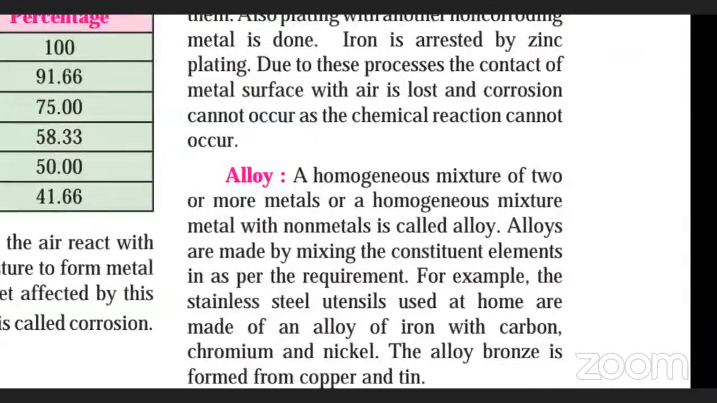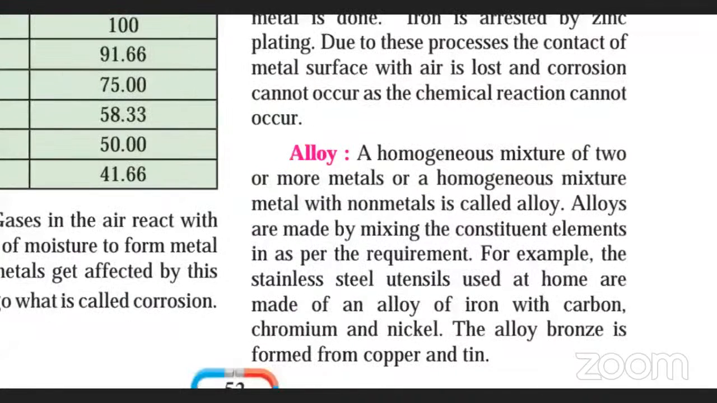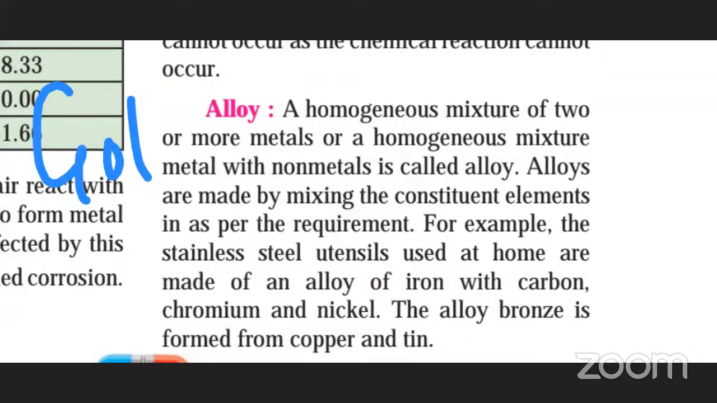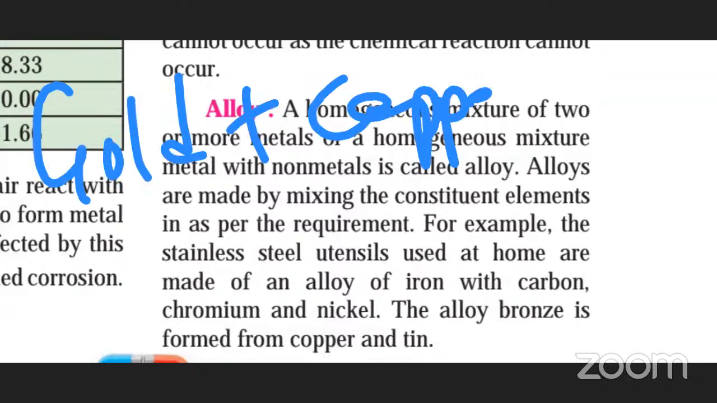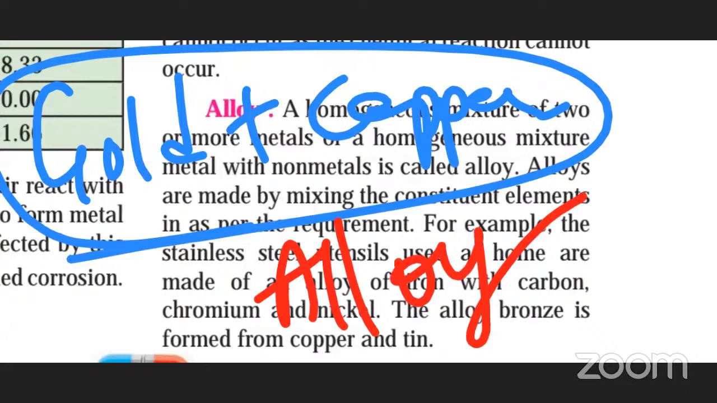Next is alloy. So what is actually an alloy? It is a homogeneous mixture of two or more metals, or a homogeneous mixture of metal with non-metals. Just now we have studied that gold is mixed with copper to make ornaments. So when these two metals are mixed together, it is known as an alloy. When two or more metals are mixed together, it is known as an alloy.